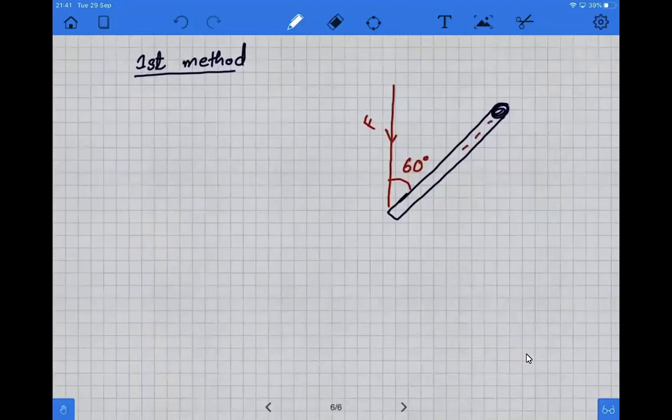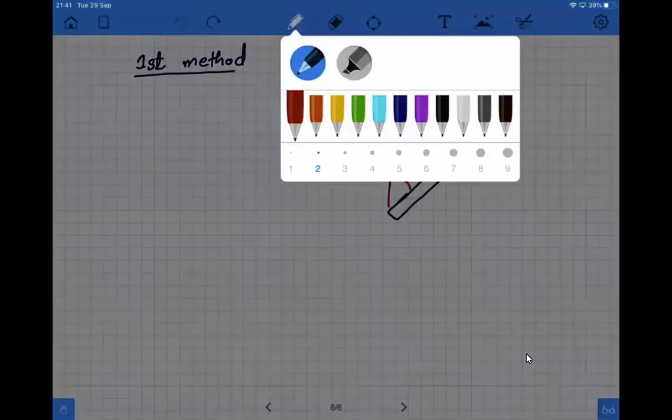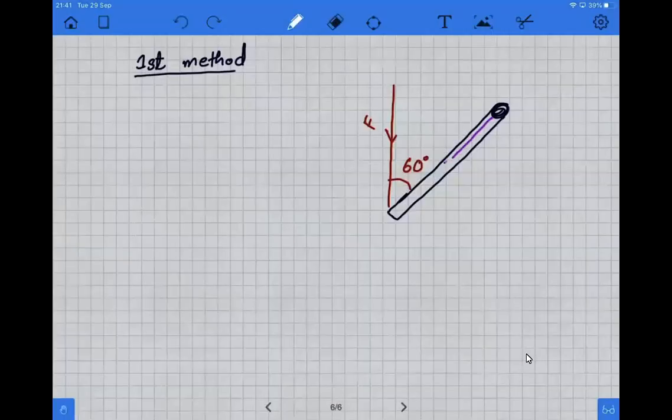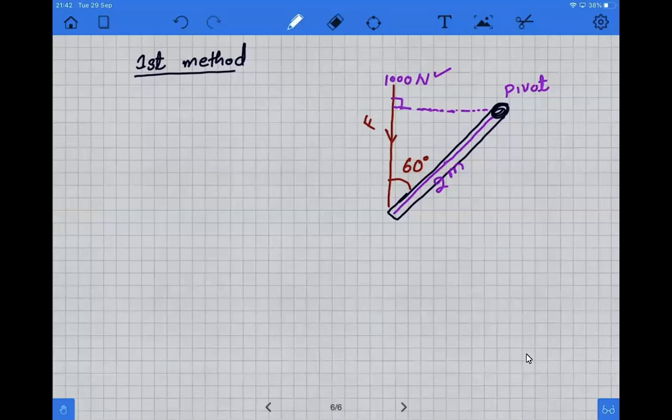This width here is 2 meters, and here you have the pivot. And the force is 1000 Newton. We have only one problem here, that is the given distance and the force are not perpendicular. The first method is draw a perpendicular, find its distance, and then multiply the perpendicular distance with the force. So you have to draw a perpendicular from the pivot to the line of action of force.